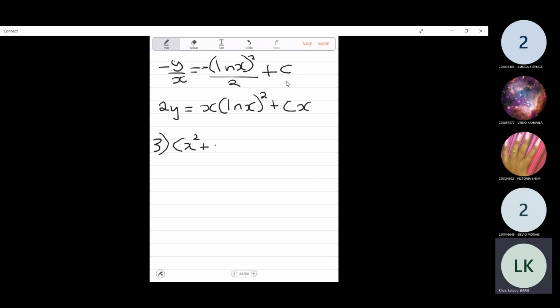x squared plus 2y dx is equal to dy. So first we must write it in the standard form. So we have dy dx minus 2y. This is equal to x squared. Okay, so now it is in standard form. So our p is negative 2.